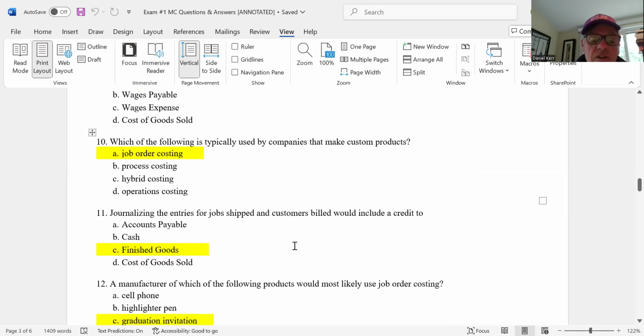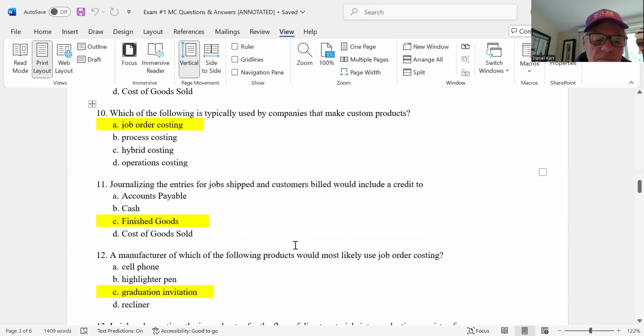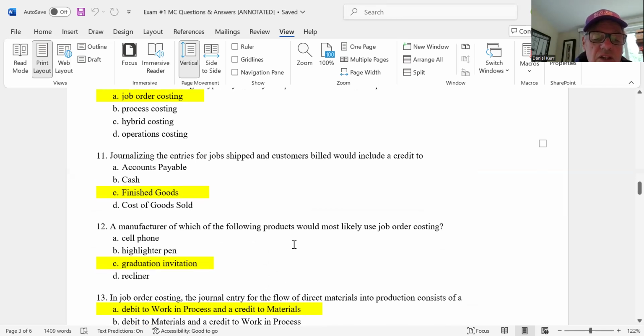11, journalizing the entries for jobs shipped and customers billed would include a credit to finished goods. So when you transfer the cost out, when the goods are sold, you debit cost of goods sold and you credit finished goods inventory. 12, a manufacturer of which of the following products would most likely use job order costing? You've got to ask yourself, of those listed there, what was the most customized? So the most customized there would be the graduation invitation, because it would be customized to one individual, the name of the person, the date, and so forth. So the one that would be job order costing would be C.